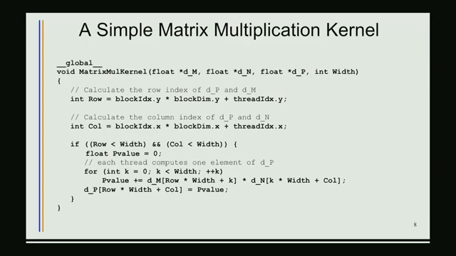Now, within the dot product, this is where all the work happens. We have some computation to go from the row to figure out which element of M we want to read. And likewise, a little bit of arithmetic to calculate which element of N we want. We do the floating point multiply, floating point add, and we store the result in p-value.